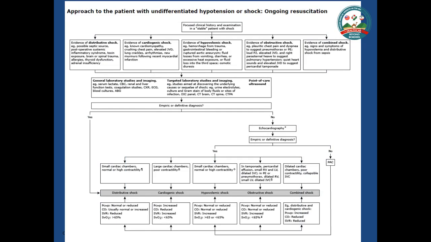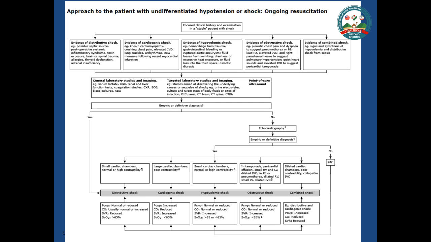After the initial stabilization, the clinician looks for evidence pointing toward distributive, cardiogenic, hypovolemic, obstructive, or mixed shock based on history, physical examination, and bedside findings such as jugular venous distension, lung crackles, or signs of fluid loss. Laboratory studies, imaging, and point-of-care ultrasound help refine the diagnosis. If a likely diagnosis is identified, the pattern of cardiac chamber size and contractility further distinguishes the shock type.